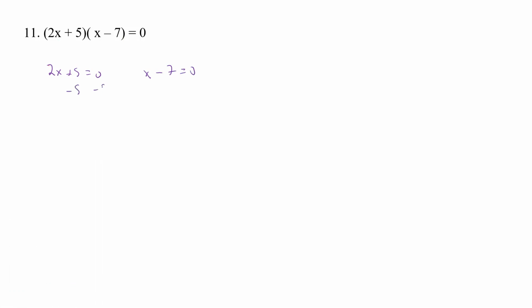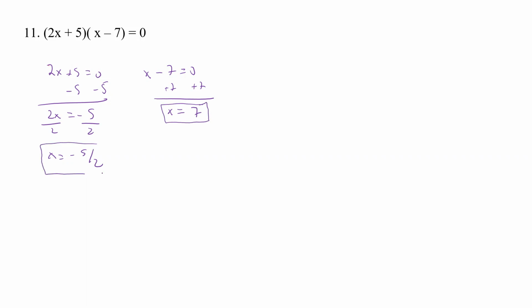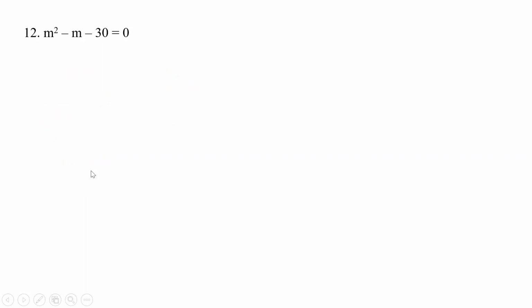So subtract 5, 2x equals negative 5, divided by 2, and x equals negative 5 halves. Here, we just add 7, so x equals 7. And again, they're not giving us any restrictions on this, so both of those will be a solution.